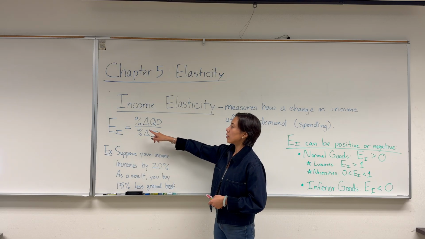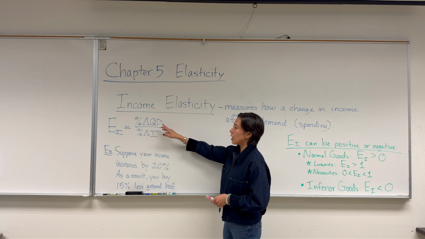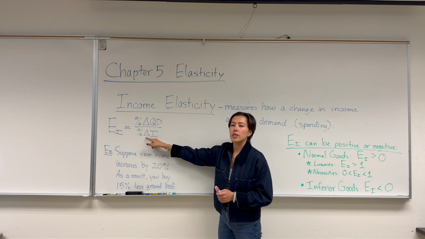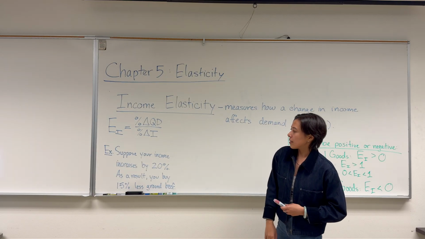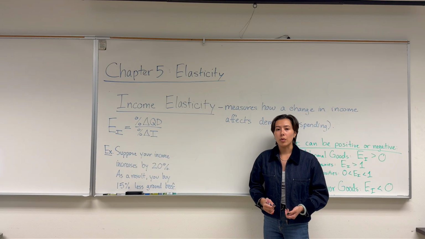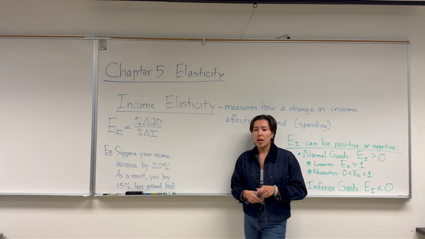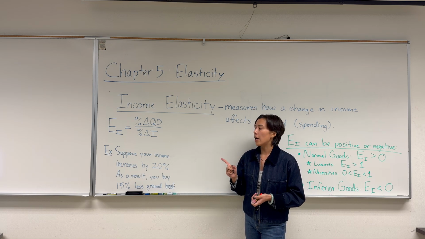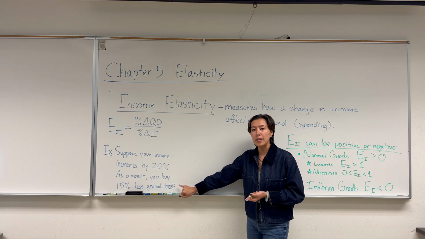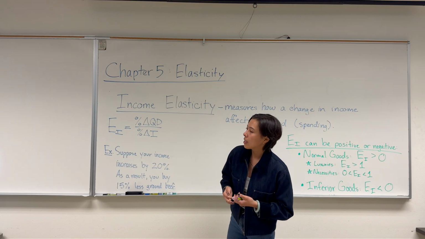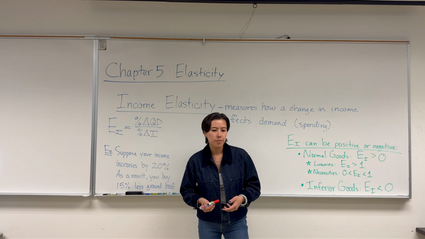So what this says here is to calculate our income elasticity of demand, we're going to divide our percentage change in quantity demanded by our percentage change in income. And our example problem is right here. It says, suppose that your income increases by 20%, but as a result, you're going to buy 15% less ground beef. So let's first calculate our income elasticity of demand for our good in question, which is ground beef, and then we'll use that answer to figure out whether ground beef is a normal good or an inferior good.